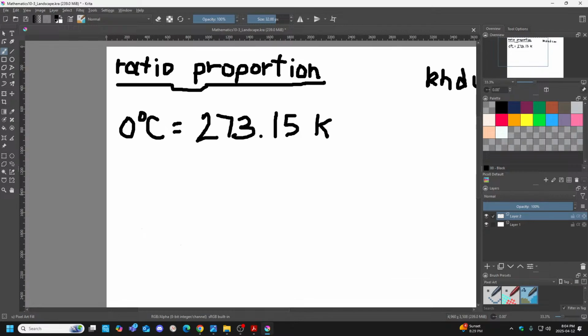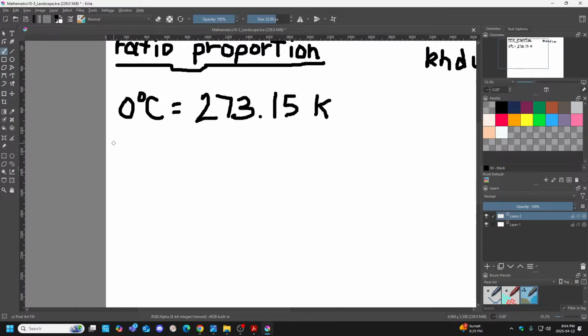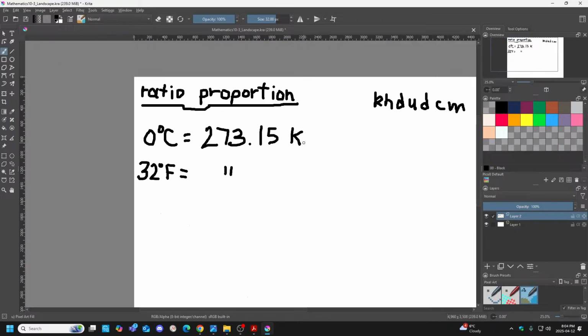Okay, let's go F to Kelvin. Fahrenheit. So it's basically kind of the same thing, right? 0 degrees Celsius is exactly the same thing as 32 degrees Fahrenheit. It's the same value. Okay? And I'm just going to write Kelvin.